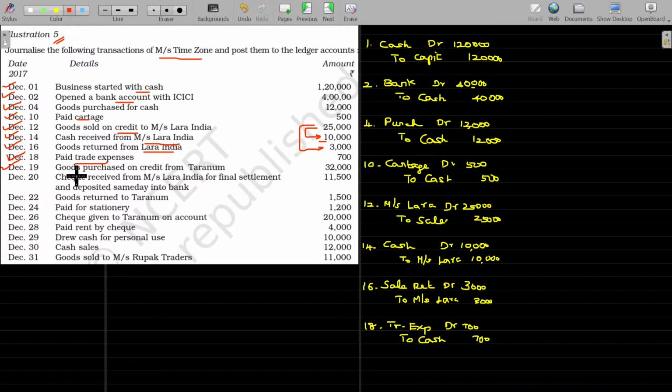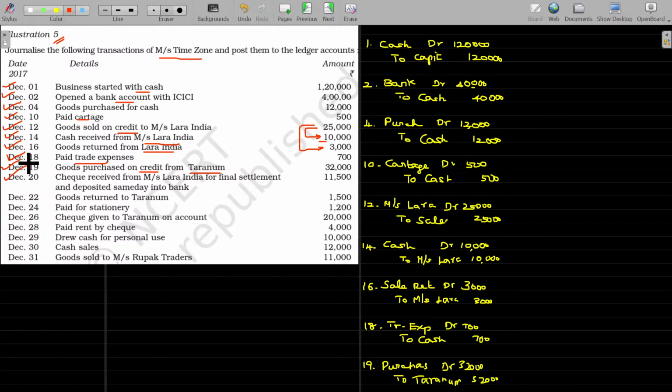December 19th, goods purchased on credit from Taranam. So purchase account debit to the party's name as it's a credit purchase. Happened on 19th. Purchases account debit to Taranam. The value being 32,000.